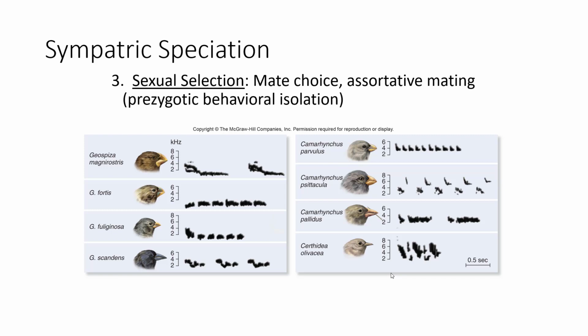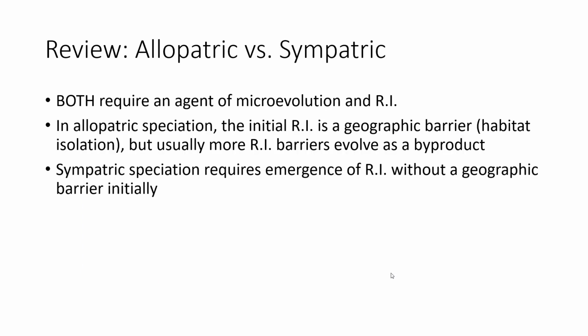We see this in finches as well with different types of calls. The mating calls are differentiated, and thus they find each other less attractive if there is a different species making that call. Remember, both allopatric and sympatric require an agent of microevolution and reproductive isolation. As reproductive isolation goes forward, there is that geographic barrier, or there is that mating barrier, and more reproductively isolating barriers may evolve as a byproduct. So sympatric speciation requires emergence of that reproductive isolation without a geographic barrier, and we can see these being reinforced.